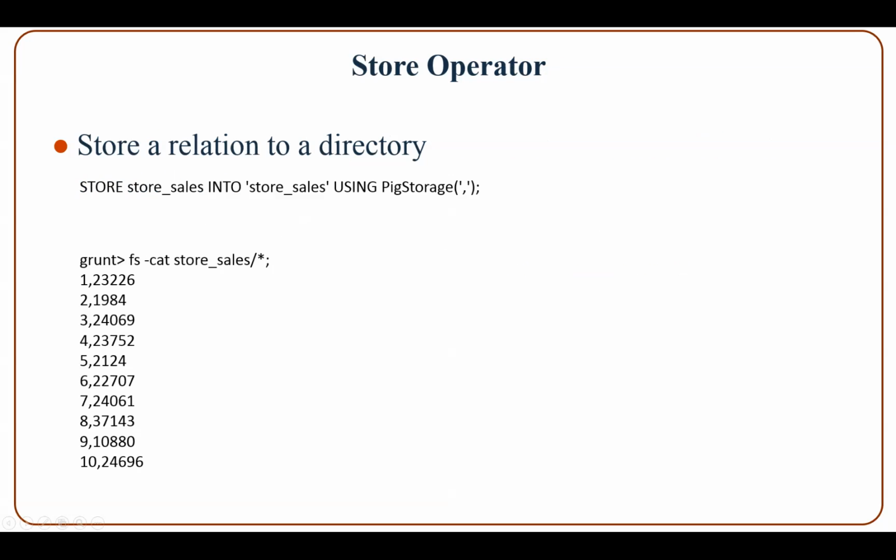And then the store operator stores a relation to a directory. For example, store sales into this directory, and then in the grunt shell you can run this command line to show the data in store sales.